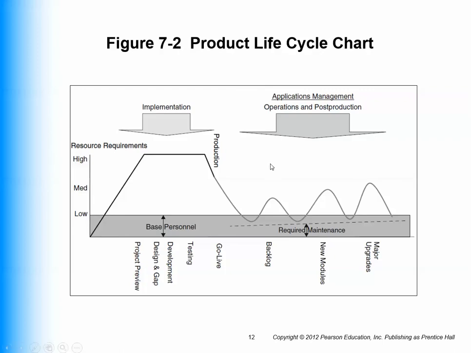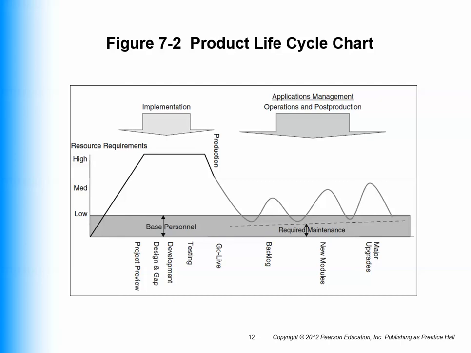Here's an example graphically of what happens during implementation. Notice how the resource requirements jump from low to very high during the implementation. And then you're going to discover issues. You're going to have to deal with those issues. There'll be a backlog of issues. And notice the ongoing peaks as upgrades occur, new modules are implemented, bugs are fixed.